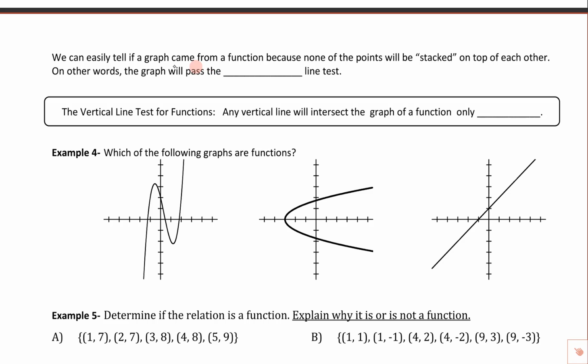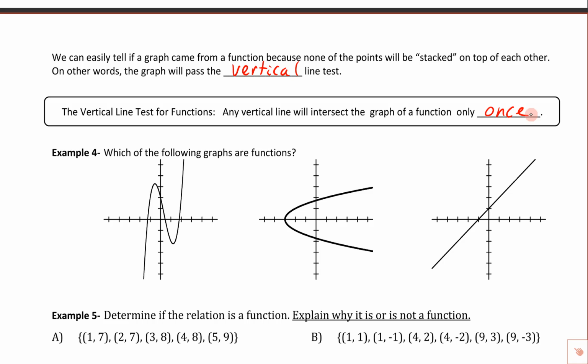So we can easily tell if a graph comes from a function because none of the points will be stacked on top of each other like we were talking about previously. In other words, the graph will pass what we call the vertical. So write the word vertical, and it's C-A-L at the end of that, vertical, not C-L-E. So vertical line test. So here's the vertical line test. This is the vertical line test for functions. Any vertical line that we draw on the graph will intersect the graph of the function only once. It will only cross the function once when we draw that.